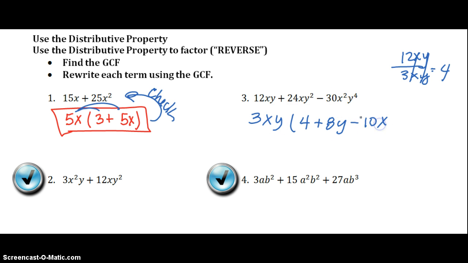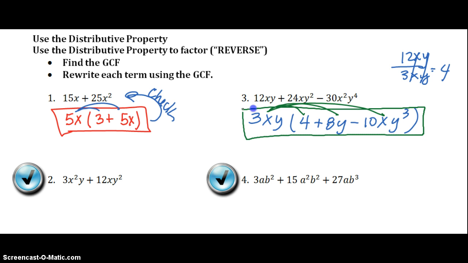X cancels with one of those x's and y cancels with one of the y's, and that would be the factored form. Again, to check myself, I just go back and say, when I multiply 3xy, do I get 12xy? Do I get 24xy squared? Do I get negative 30x squared y to the 4th? And I believe I do, so therefore I will stick to my answer. I'm going to leave 2 and 3 for you to check yourselves. See if you could factor those.